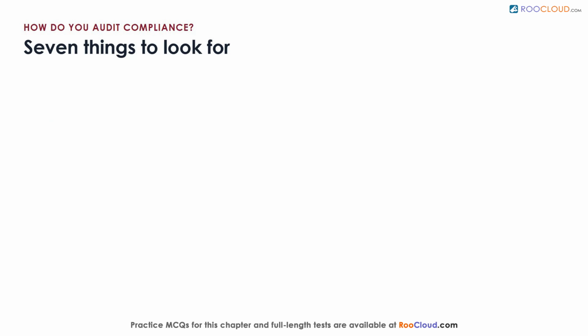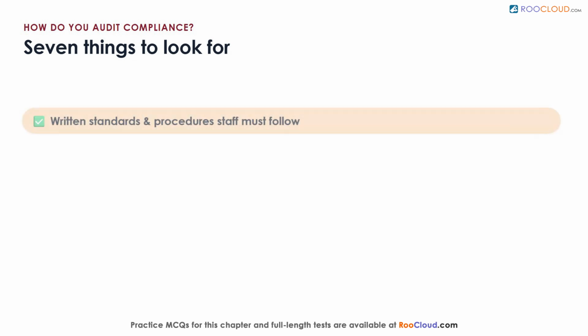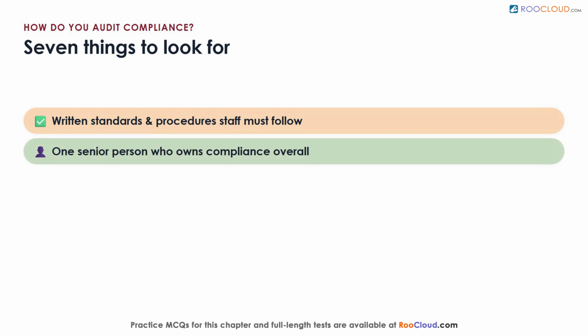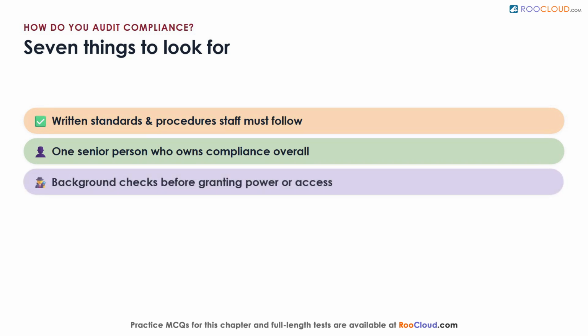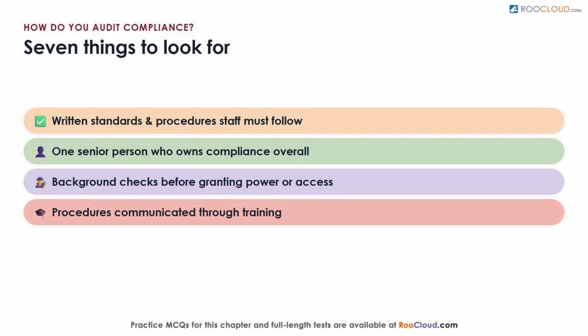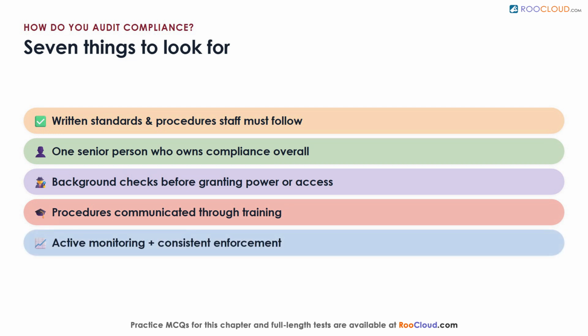How do you audit for compliance well? There is a clear set of things to look for. First, written standards and procedures that staff must follow. Second, one senior person who owns compliance overall. Third, background checks before granting power or access. Fourth, those procedures communicated through training and documents. Fifth, active monitoring to confirm the rules are kept. Sixth, consistent enforcement with real consequences for offenders.